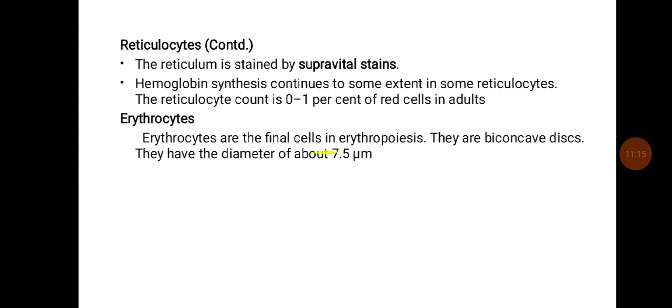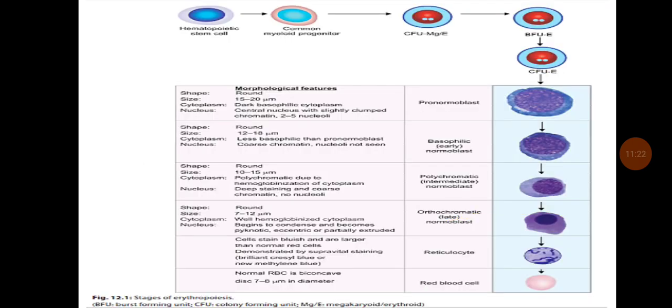Erythrocytes are the final cells of erythropoiesis. They are biconcave discs and have a diameter of 7.5 microns. So these are the different stages of erythropoiesis.